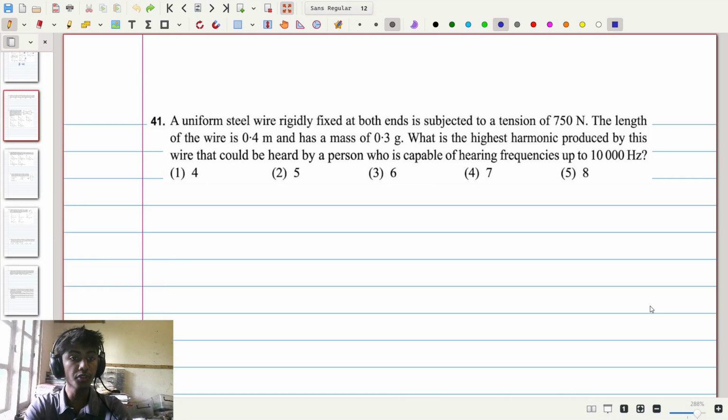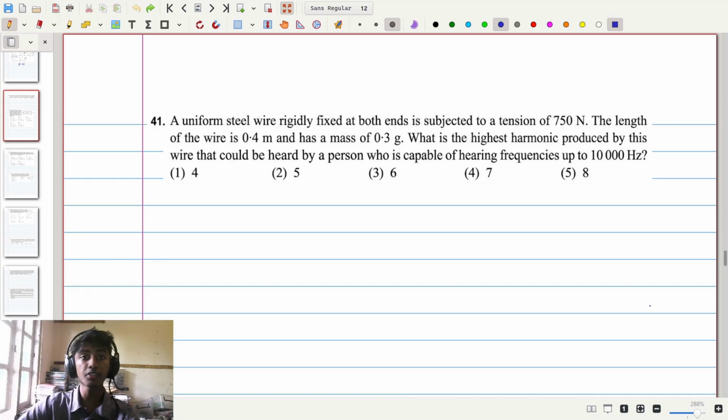Now moving on to the first question, question 41 says, a uniform steel wire rigidly fixed at both ends is subjected to a tension of 750 newtons. The length of the wire is 0.4 meters and it has a mass of 0.3 grams. Given this, what is the highest harmonic produced by this wire that could be heard by a person who is capable of hearing frequencies up to 10,000 Hz?